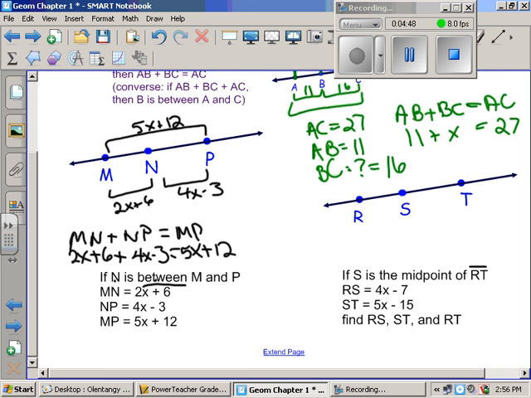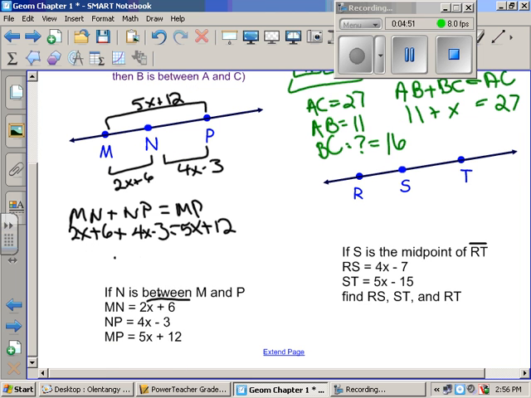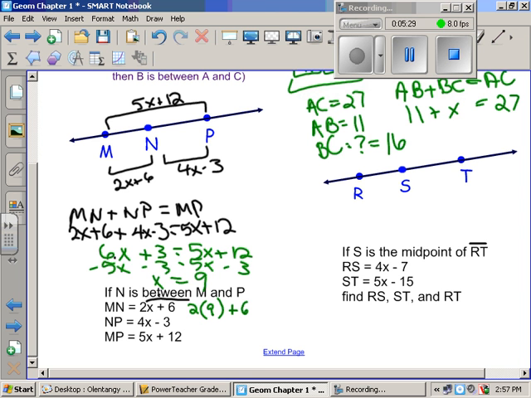And then I have to solve it, okay? I'm going to solve it by combining like terms, making that 6x plus 3 equals 5x plus 12. Subtracting 5x from both sides, subtracting 3 from both sides, and I get x is equal to 9. Now that's not giving me MN or NP or MP, that's just giving me x. To find MN, I would plug it in. So the length of MN would be 2 times 9 plus 6. And that's 18 plus 6, 24.